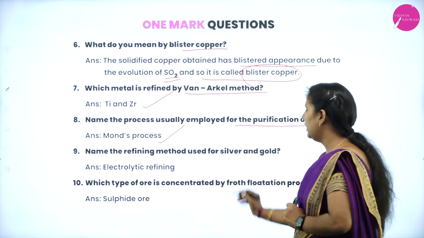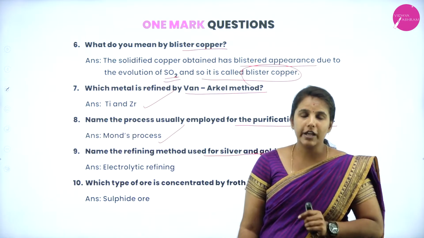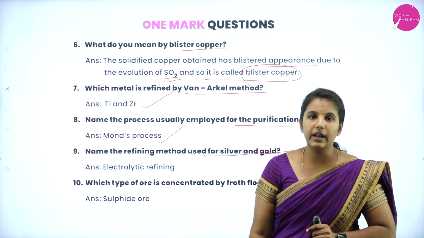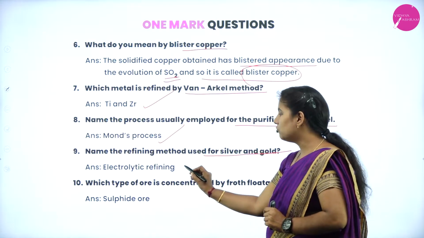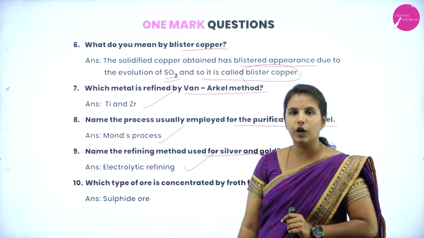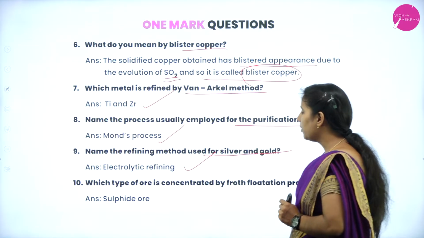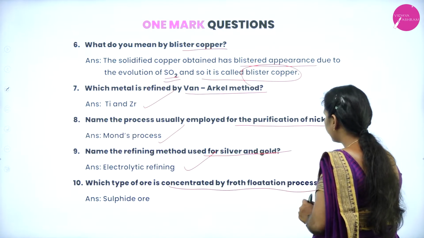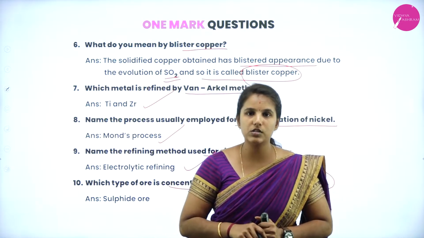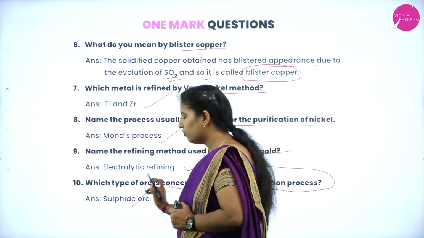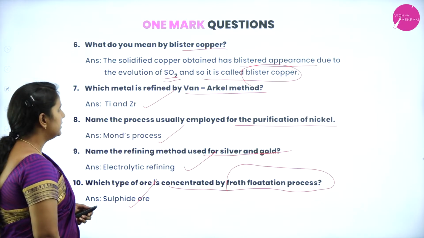Name the refining method used for silver and gold. There are two types of refining methods, hydrolytic refining and electrolytic refining. Electrolytic refining is mainly used for refining gold as well as silver. Which type of ore is concentrated by the froth flotation process? In the froth flotation method, we have understood that only the sulfide ores get concentrated by this method. We'll see the 3 marks questions now.